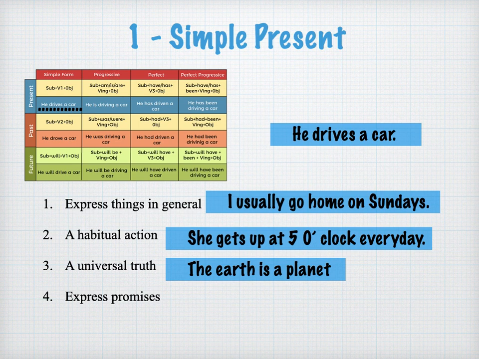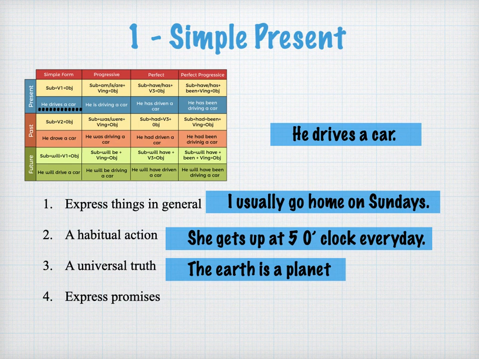So, we start with the first one, simple present. Now, there is a small table given here, the same table which we had discussed in the previous slide, and I have marked it using the black dot. So, this is the first tense we are going to study, simple present. Now, the example is he drives a car. So this is something which is happening now.